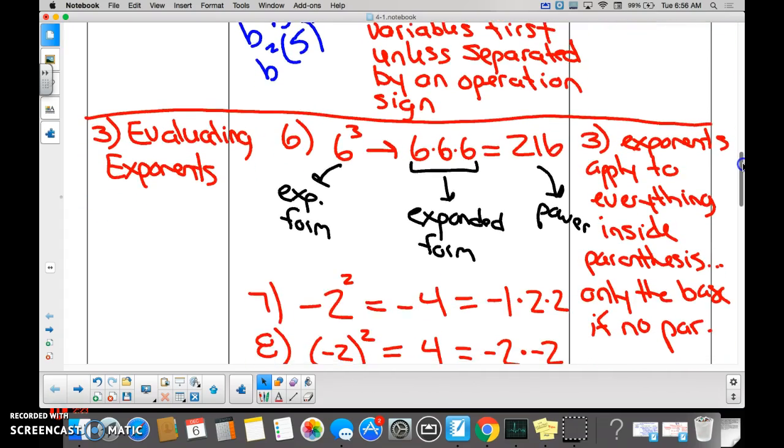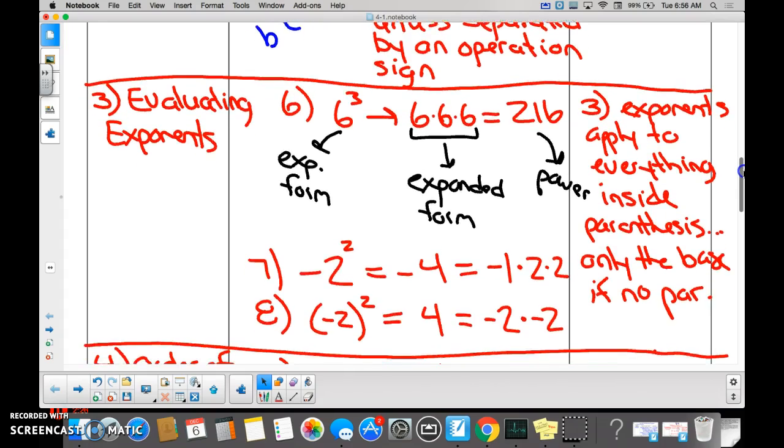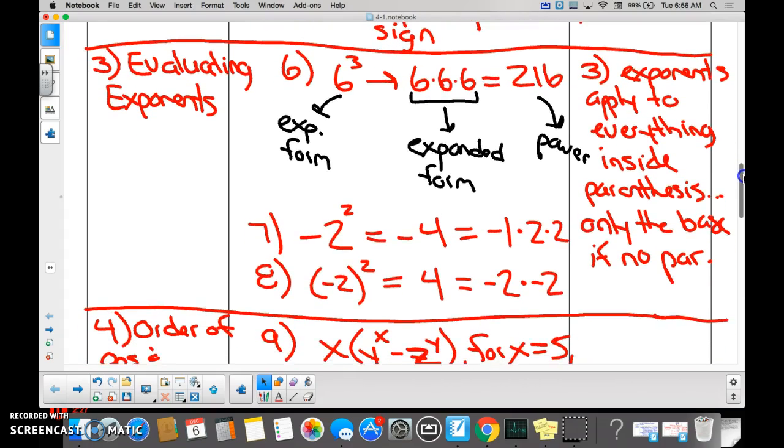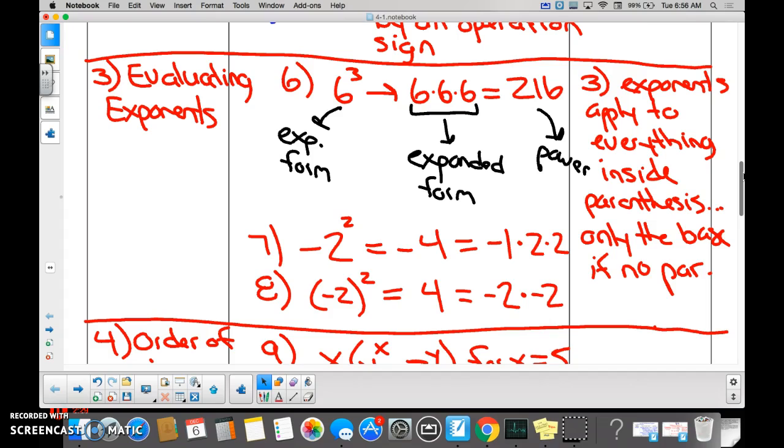Exponential form, 6 to the third on number 3, expanded form, written all out, and then the power, which again is still going to be the answer. As well as you can say 6 to the power of 3 here, 6 to the exponent of 3, but technically your answer is also called a power, which is the evaluated form of 6 to the third.